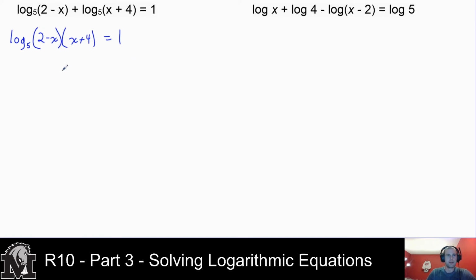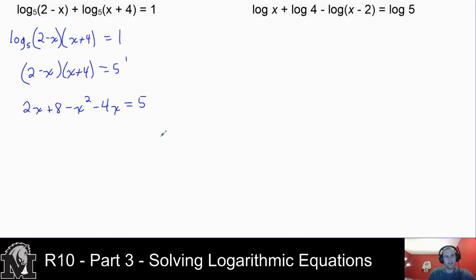And then I'm going to put this into exponential form. So (2 minus x) times (x plus 4) stays in the same spot. And then we get 5 to the power 1. Then we multiply our binomials together to get 2x plus 8 minus x squared minus 4x. And 5 to the power 1 is just 5.